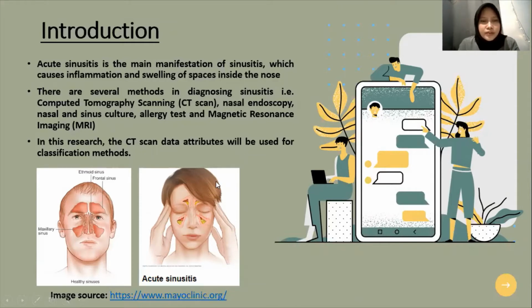There are several methods in diagnosing sinusitis, such as computed tomography scanning or CT scan, nasal endoscopy, nasal and sinus culture, allergy test, and the last one is magnetic resonance imaging or MRI. In this research, the data attributes that will be used for classification methods came from CT scan data.